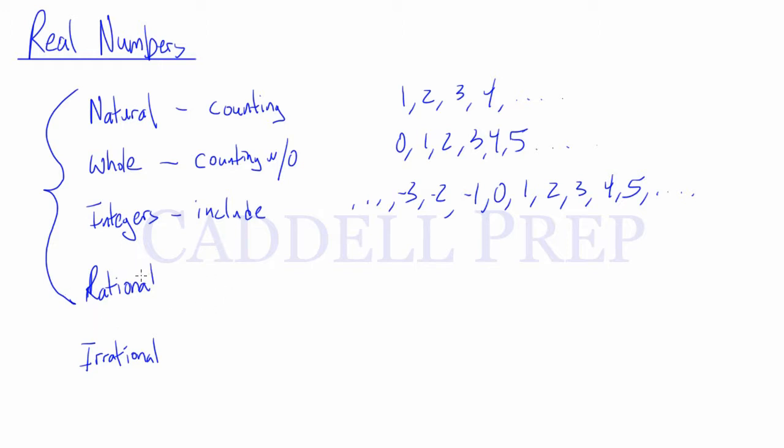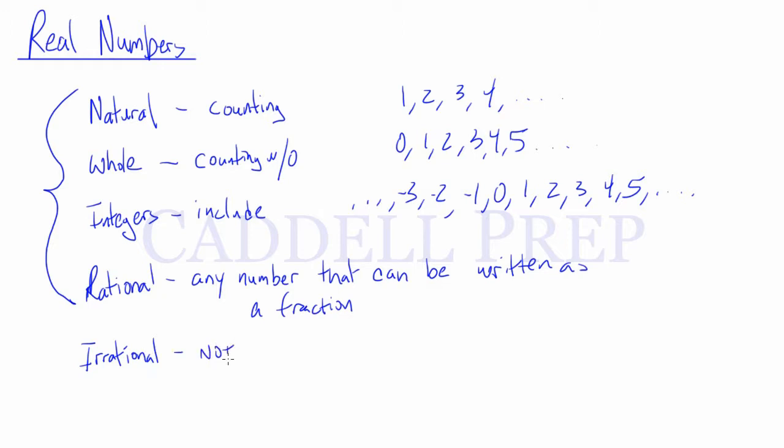Okay, rational numbers. Rational includes all of these and even more. So rational is any number that can be written as a fraction. And then irrational is simply not rational. So if it can't be written as a fraction, then it's irrational. So let's look at these two in more detail, starting with rational.